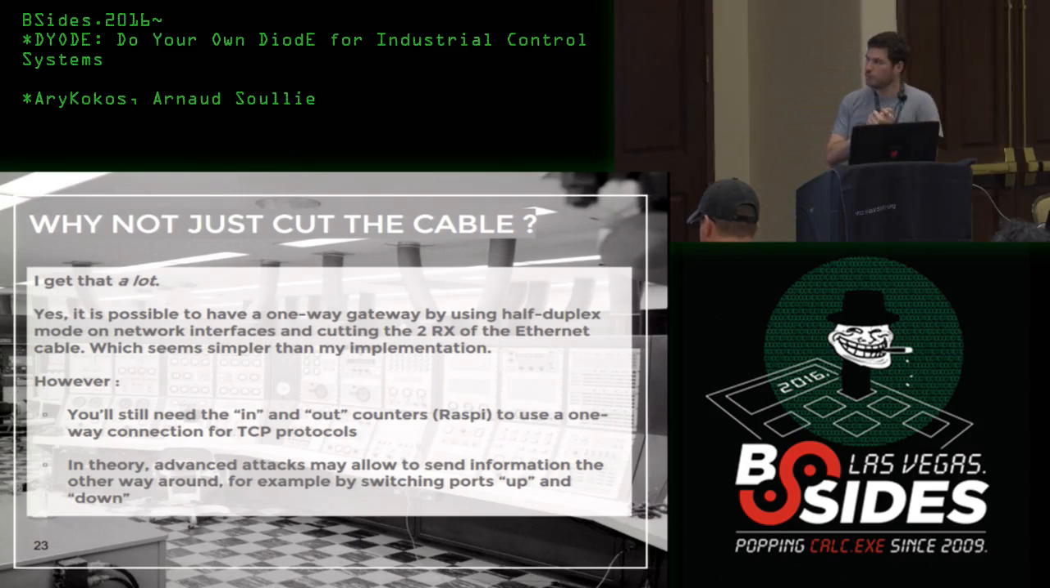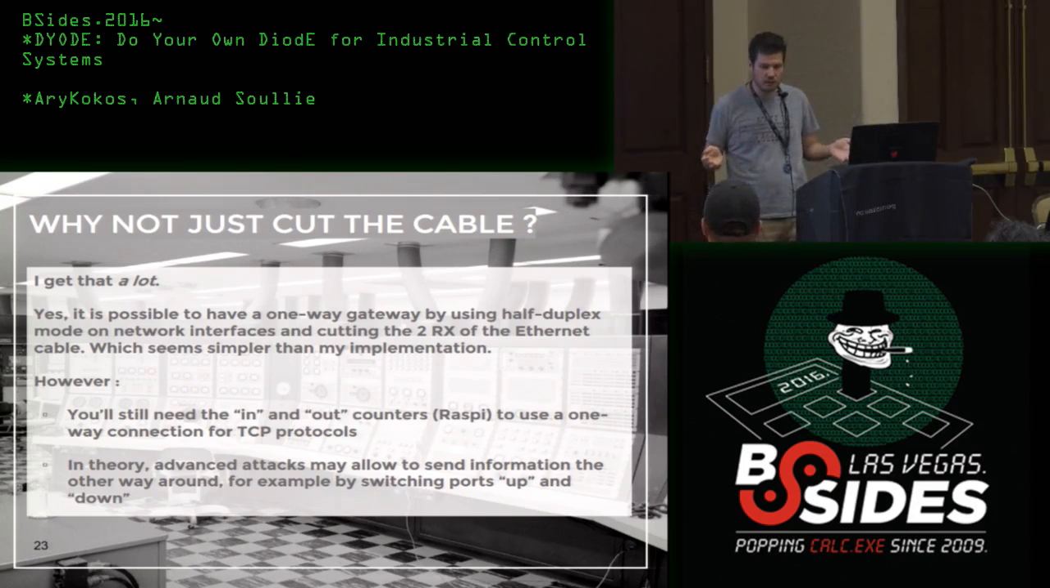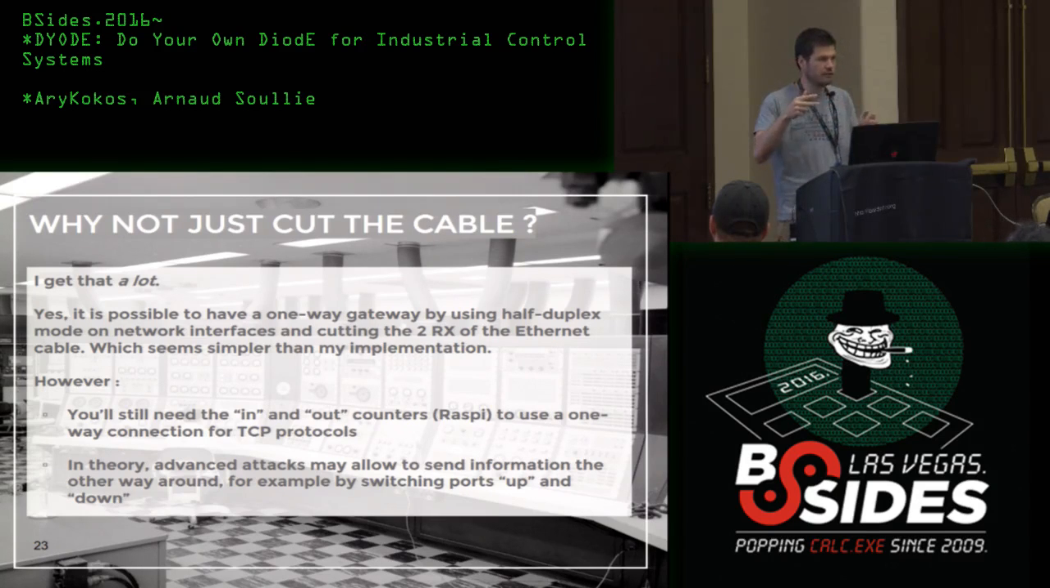Now this is an interesting question that I received one morning from one of my colleagues. He came into the office and said, what's all the fuss about this diode? It seems overly complicated. I can just use an Ethernet cable and cut two of the wires inside, for example the two reception wires, and then I have a one-way communication medium. That's easier.